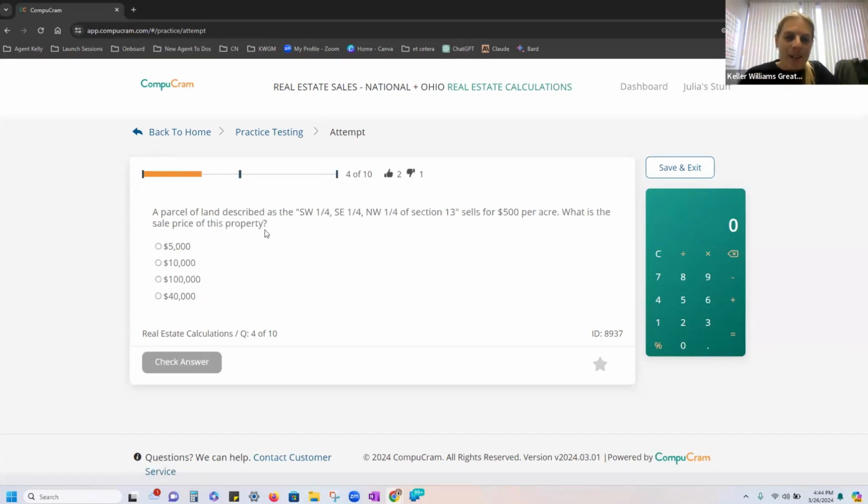Okay, next question. A parcel of land described as the southwest 1/4, southeast 1/4, and northwest 1/4 of section 13 sells for $500 per acre. What is the sale price of this property? Is that going to be A, $5,000, B, $10,000, C, $100,000, or D, $40,000?